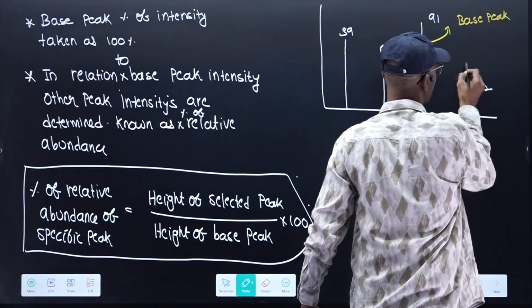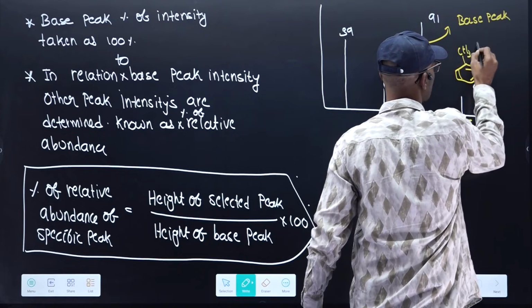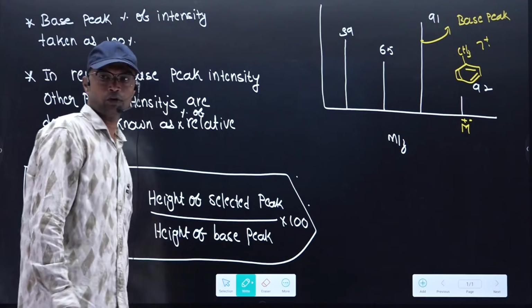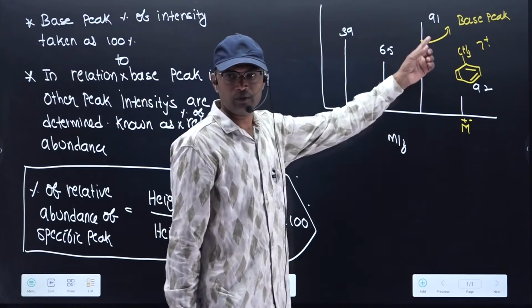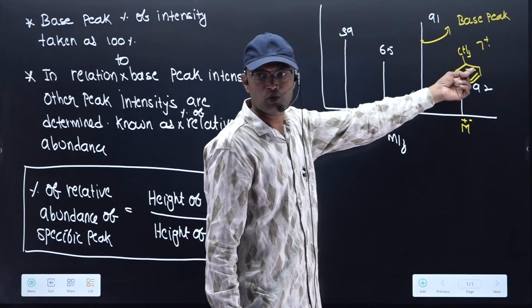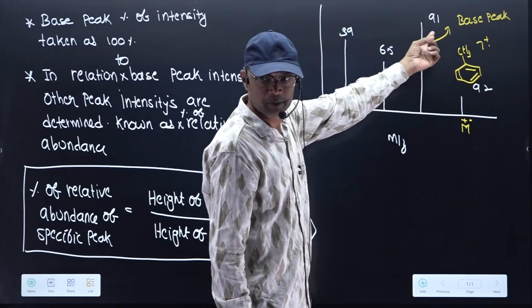91 is the base peak. Here I am writing that fragment. This is toluene. Toluene's m/z value is how much? 92. If you remove one hydrogen from toluene, what will you get? 91, or not? 92 minus 1 is 91. 91 is nothing but the base peak.